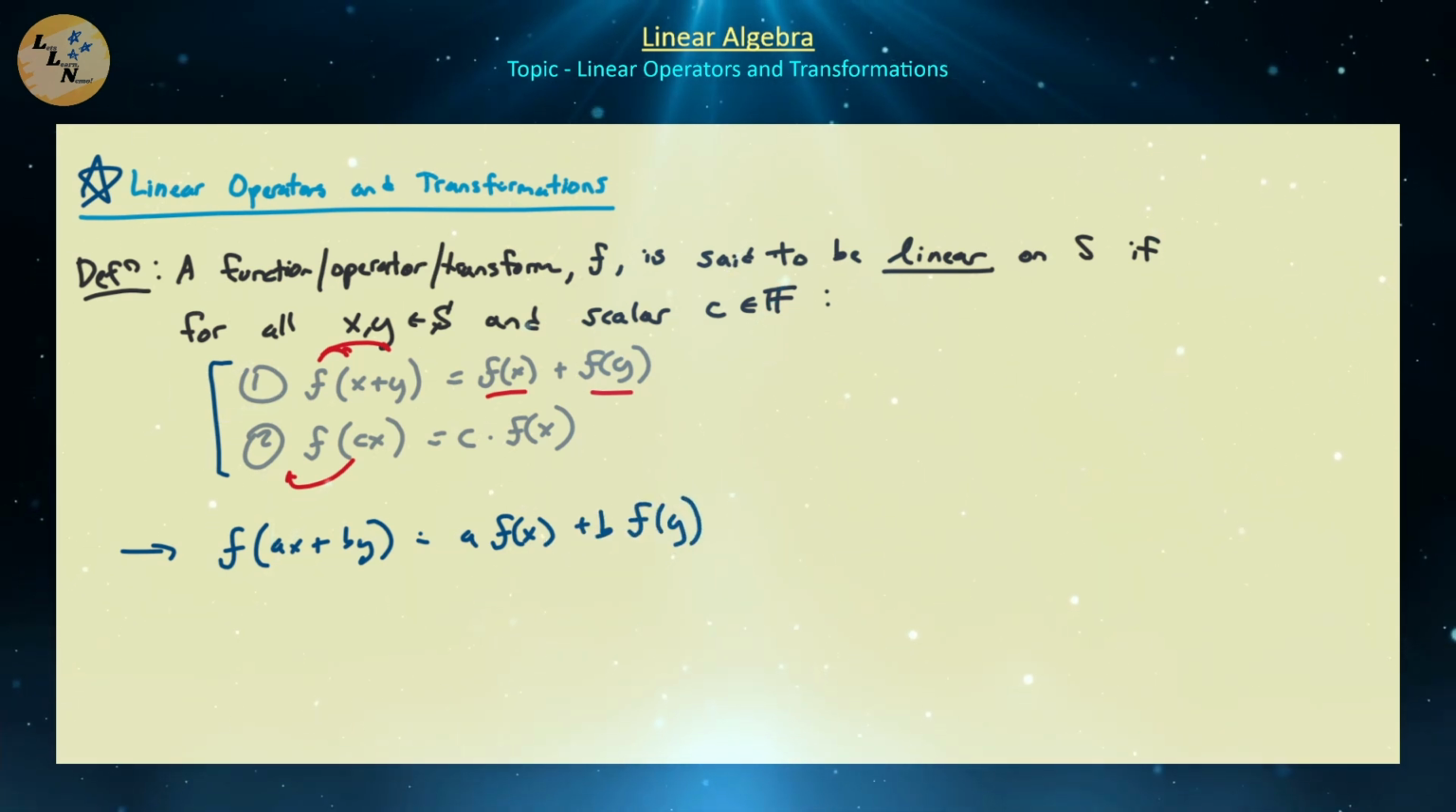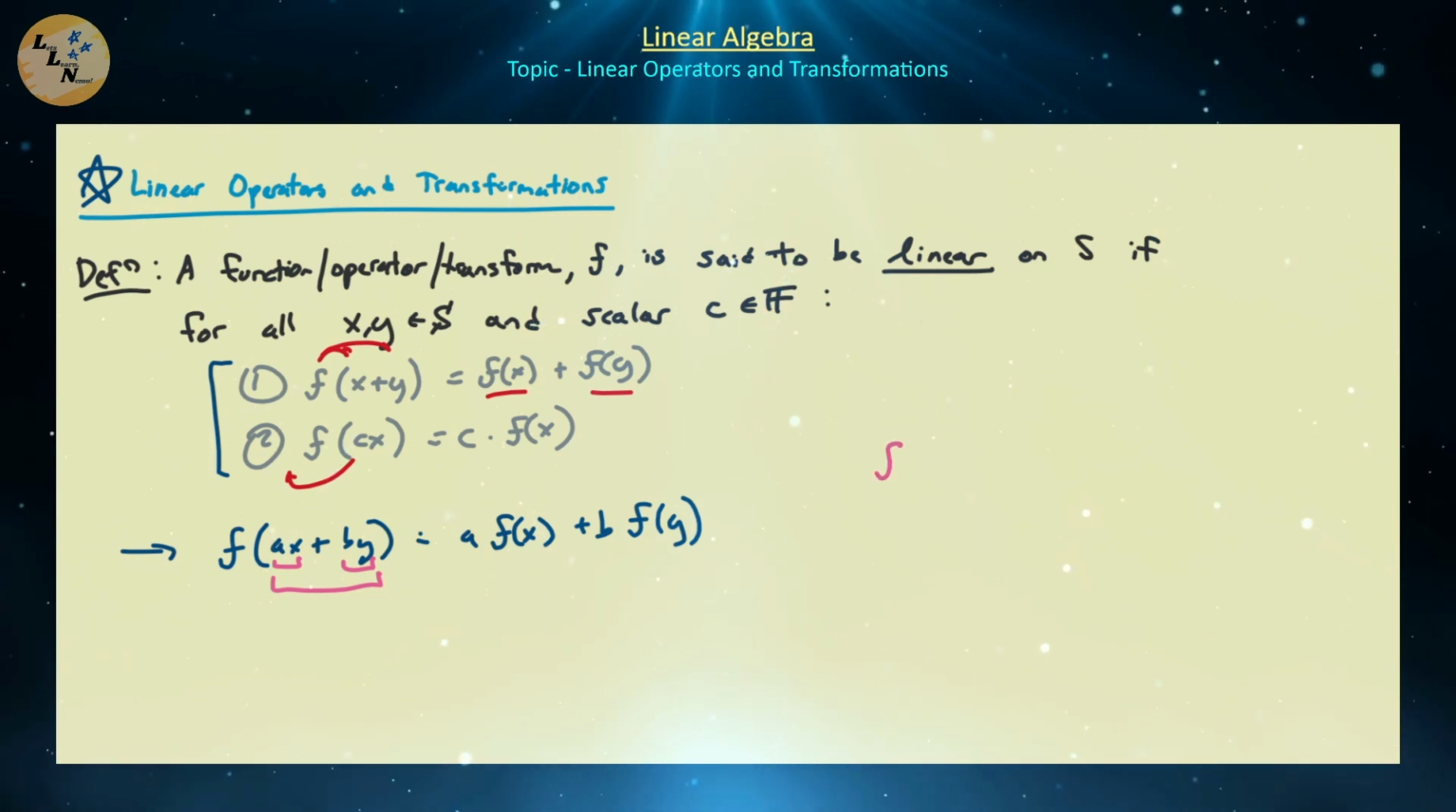Let's make sure we understand what we're talking about here in the sense of vector spaces. Let's assume that S is a vector space and x and y belong to it. So this is scalar multiplication inside of S, and this is vector addition inside of S. But notice that here we have a function f which maps S to another set T, and T could possibly be a vector space as well.